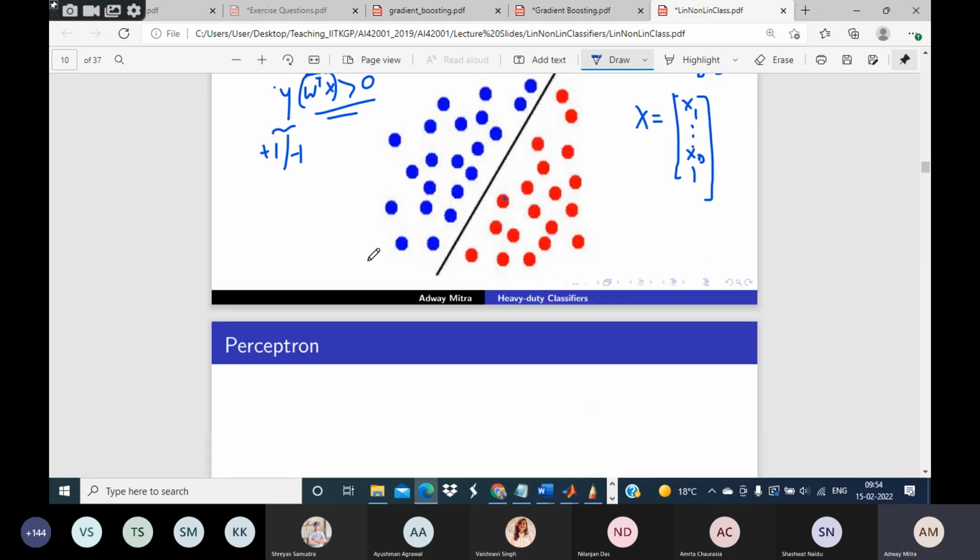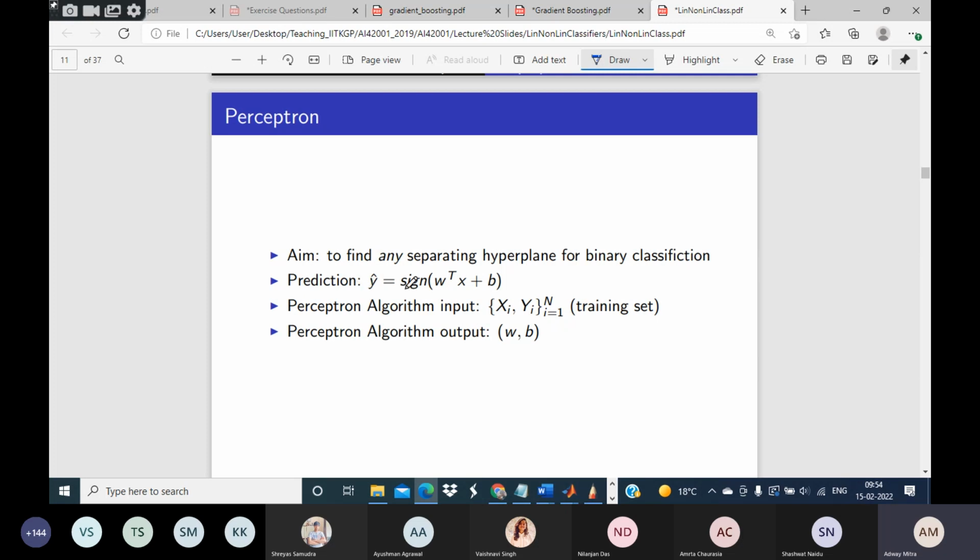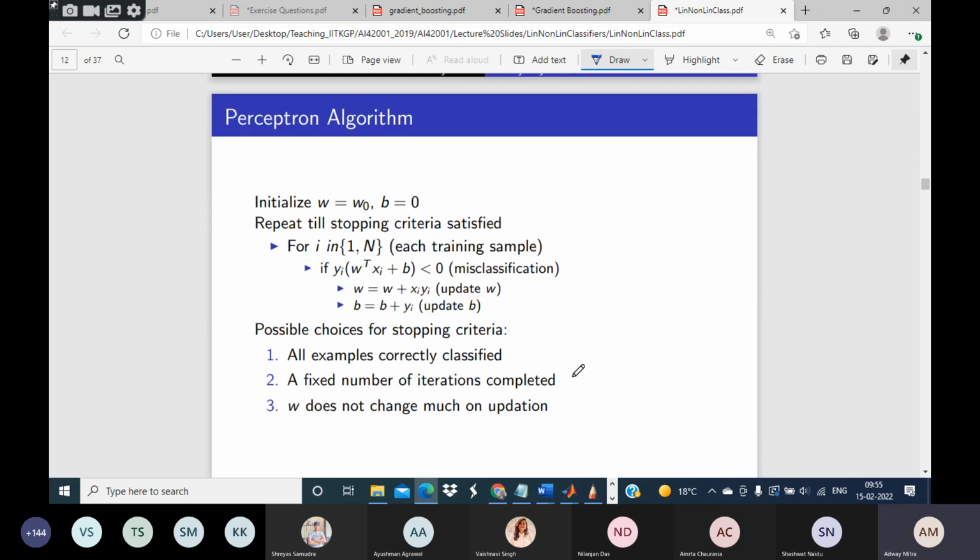Now, if we go to the perceptron, what does the perceptron algorithm do? Its input is of course the labeled training data set with the feature vectors and their corresponding labels, N of them, and the output is going to be the w vector now. So the algorithm goes as follows. You initialize it as w0, and b is initially set to 0. This w0 can be any random vector. You can also start with the 0 vector if you want to.